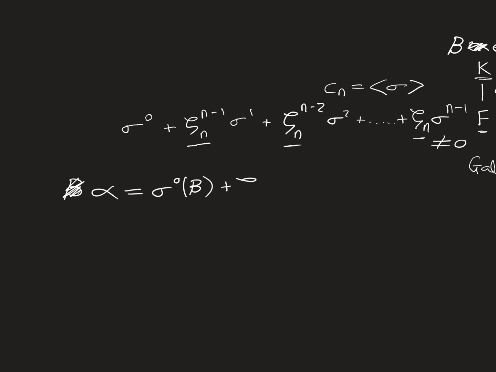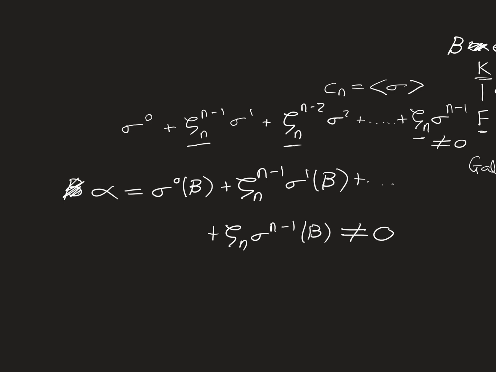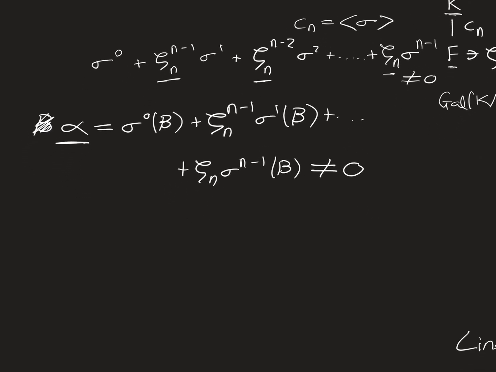So I'm just sticking beta into this map, and I've defined how you define the sum and the scalar multiplication of these maps. So it's just you stick it into each of these maps and then add them together and scalar multiply. So it'll be sigma 0 of beta plus zeta n to the power of n minus 1, sigma 1 of beta, plus, and then it goes on, dot, dot, dot, all the way up to zeta n, sigma to the n minus 1 of beta. And what I've said is I've chosen beta so that this is not equal to 0. So I now know that alpha is some non-zero element of my field K.